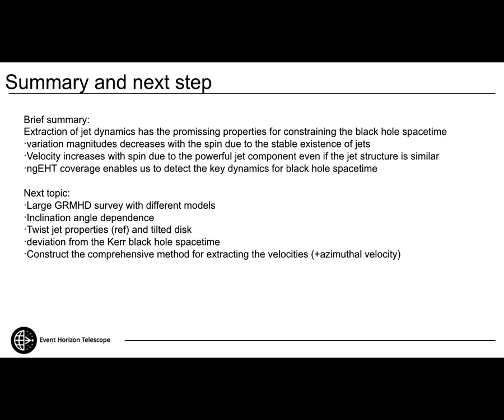And the next step is a larger GRMHD survey with different kinds of kappa models and other geometry parameters, and to check the consistency of the inclination dependency. We also need to consider the twisted jet properties and tilted disk components, which will require further detection of, for example, the azimuthal velocity component and so on. And we are also thinking about the deviation from curved black hole spacetime, which will be shown in the next breakout sessions, and also a more comprehensive method to directly estimate the radial and azimuthal velocity by using machine learning. So that's all. Thank you so much.